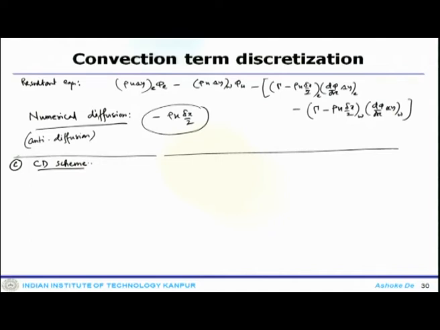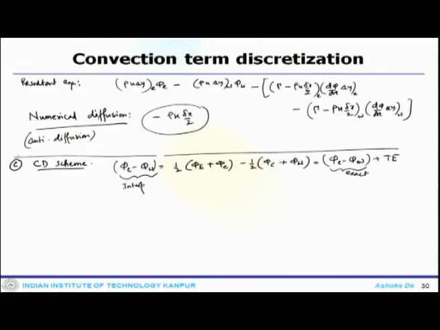So, what one can introduce in the calculation is this: let us say we have phi e minus phi w, which is nothing but half of phi e plus phi c minus half of phi c plus phi w, which is phi e minus phi w plus the truncation error. So, this is the exact term, and this is what is interpolated.